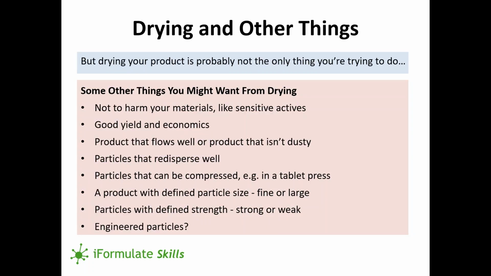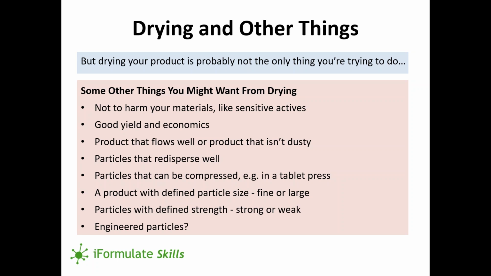So that's why you want to dry products. But of course, you've normally got other objectives than simply drying your product. I often say drying your product is almost certainly not the only thing you're trying to do with it. So what other things might you want from your drying process? You don't want to harm your materials. You may have sensitive active ingredients in there, for instance, sensitive to heat or to other environmental factors. You'll want good yield and economics. You want a product probably that flows well, or a product that isn't dusty. You want particles that may redisperse well in subsequent application. You may want, for instance, particles that can be compressed in a tablet press if you're making tablets.